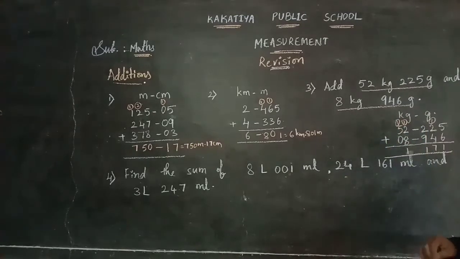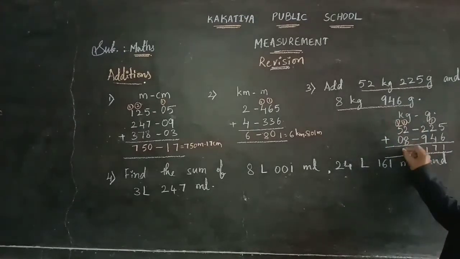Now 1 after next 5 will be 6 children. 6 plus 0 is 6 itself.